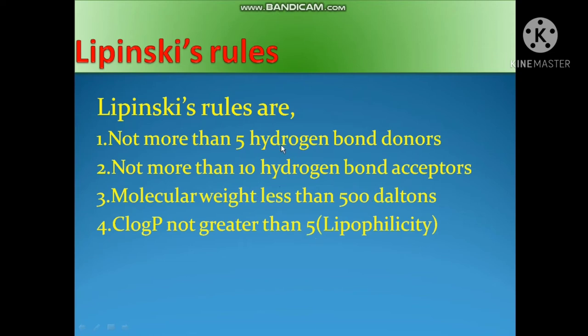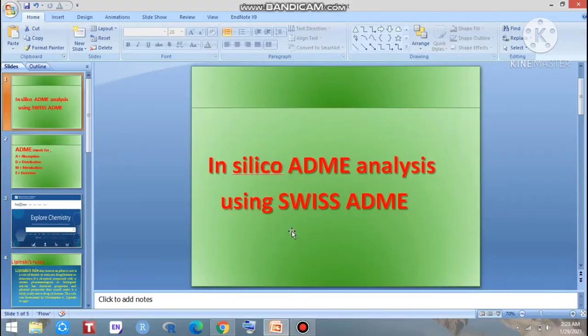How may we get this? Actually, if we go for ADME analysis, then we predict these numbers, and after getting the result of ADME, we choose through this process which ligand is reliable according to the Lipinski rules. Now let's go and see how to do that.